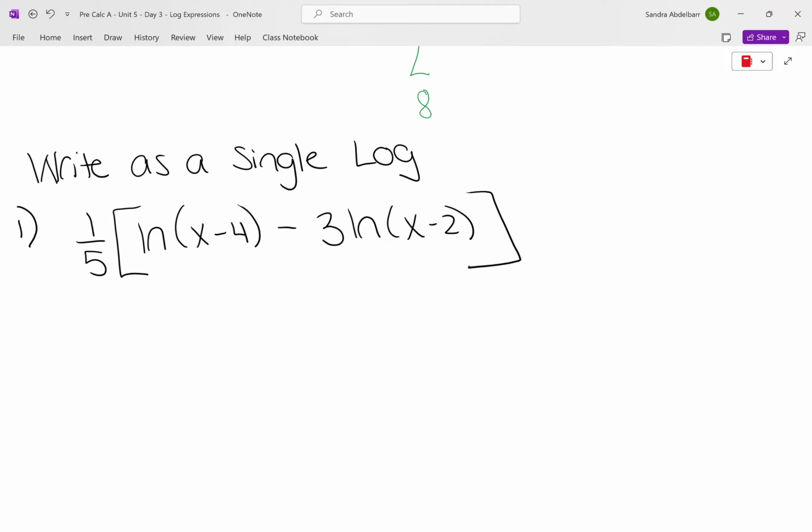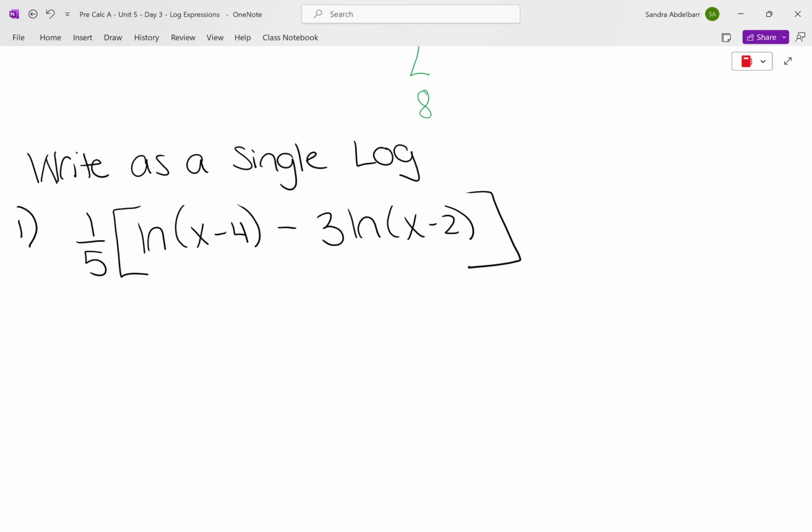Okay. I know I have the 1/5 in the front. I'm going to worry about that a little bit later. I'm going to work within my brackets first. Within my brackets, I see the subtraction. What does the subtraction mean? We can go from log subtraction to division. So I know we're going to change this to division.